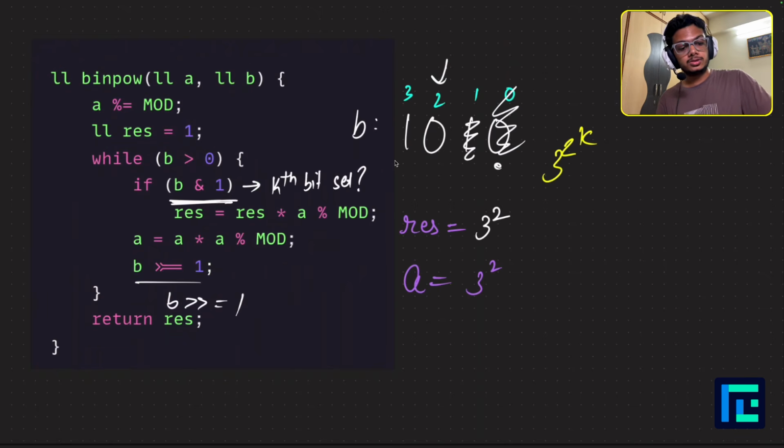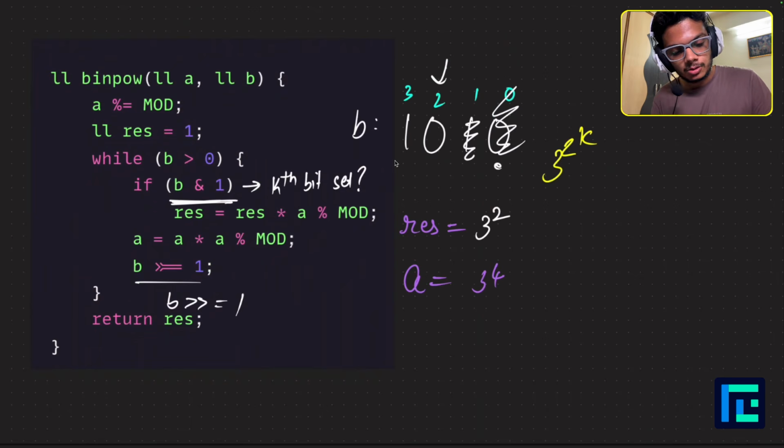3 into 2 power 2, that is 3 power 4. So multiply a with a, that is 3 power 2 into 3 power 2. That becomes 3 power 4, right? For the next time, if the second bit is set, we'll have to multiply into 3 into 2 power 2, which is 3 power 4.